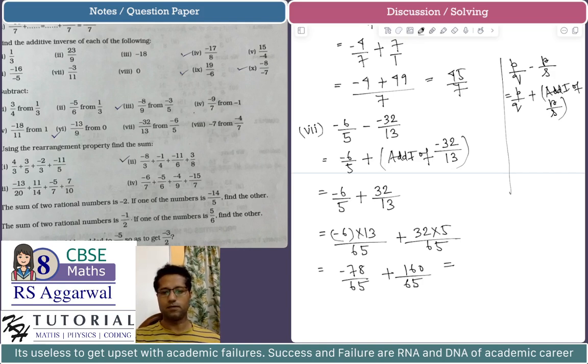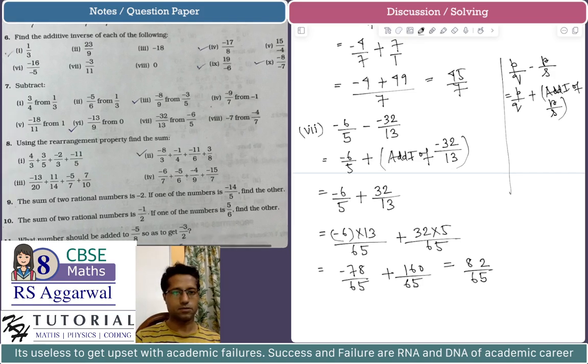160 minus 78 is how much? 2, 10, 8, I guess 82 by 65. And if it is possible that you can convert this 82 by 65 to standard form, you can please do that. I am not doing it. Okay. What else from subtraction?